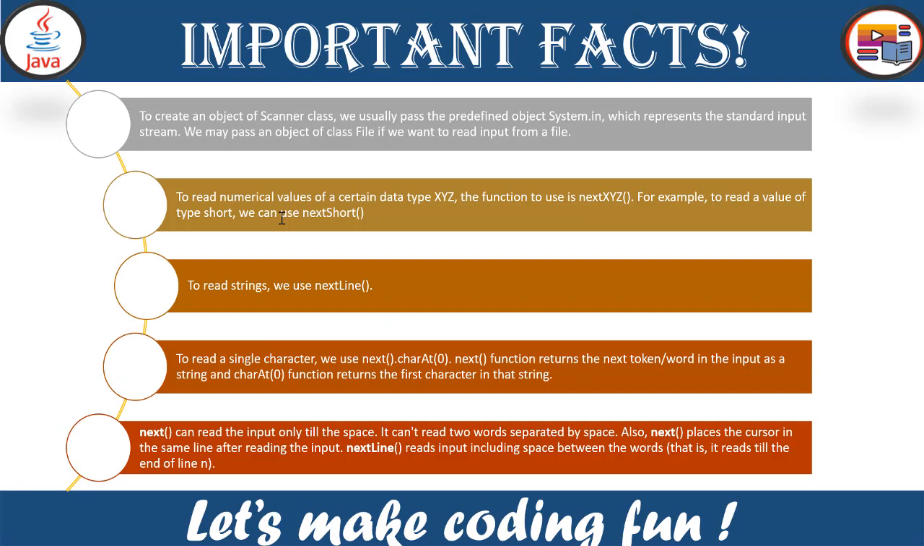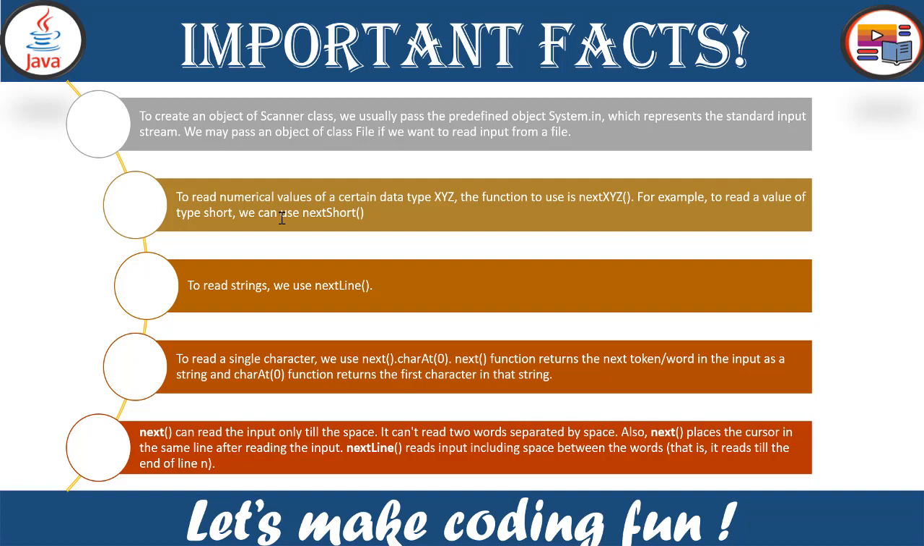Important facts. To create an object of the scanner class, we usually pass the predefined object System.in, which represents the standard input stream. We may pass an object of class File if we want to read input from a file. To read numerical values of a certain data type XYZ, the function to use is nextXYZ. For example, to read a value of type short, we can use nextShort. We have seen such features. To read strings, we can use nextLine.